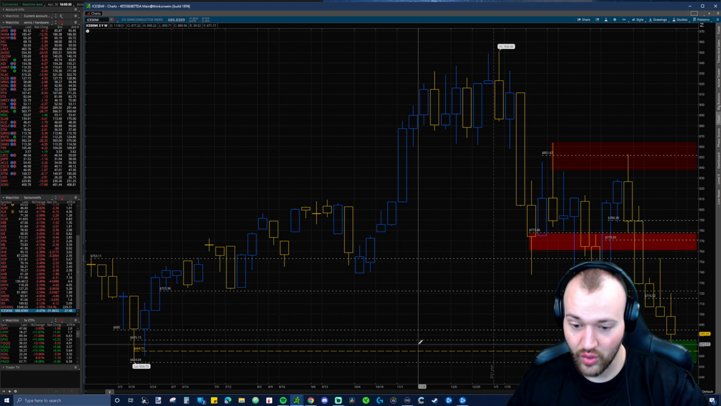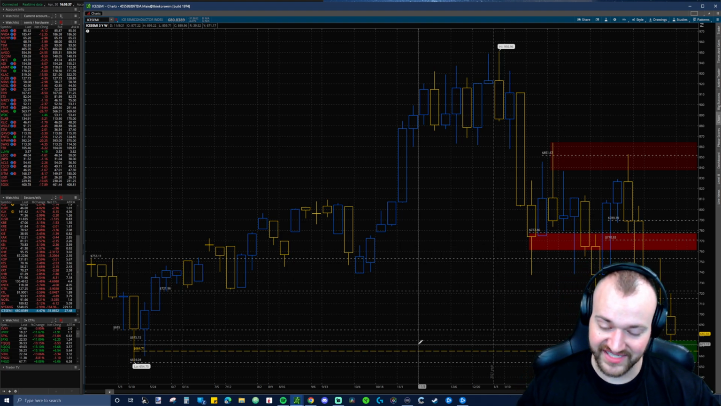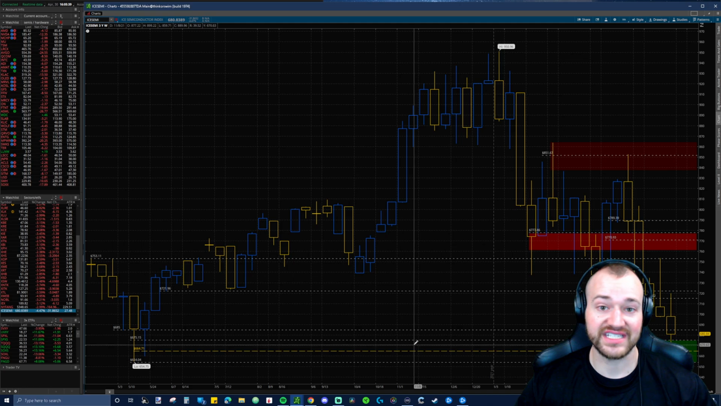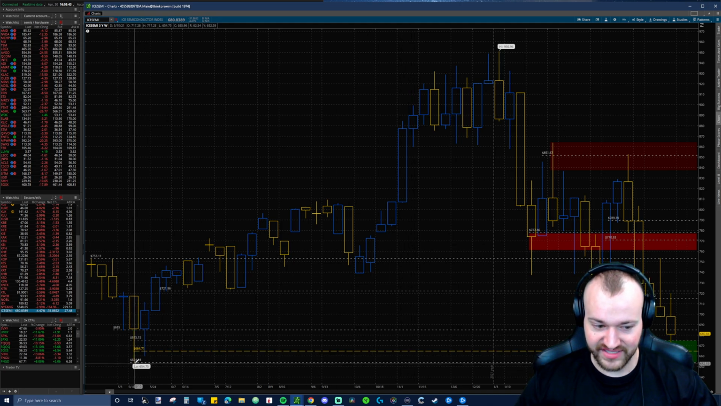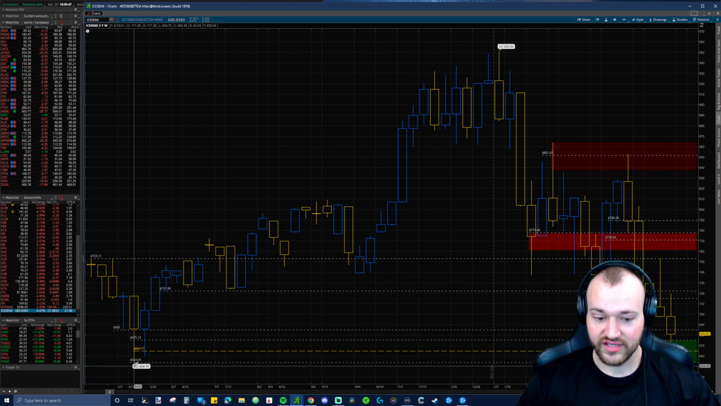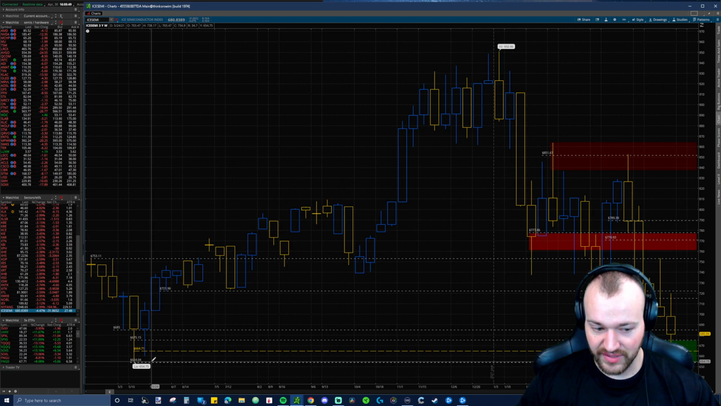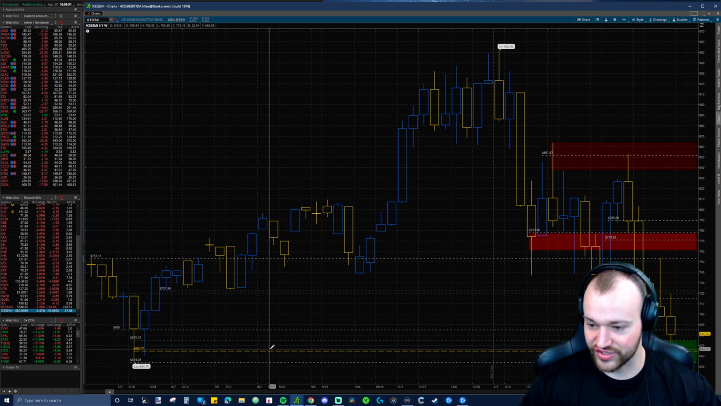Just because it's lower, so the probability of a bounce is higher, and also my stop can be tighter. Because if we break down much past here, that's the point I know I'm wrong. So since my stop's tighter, I can be a bit more aggressive on the initial purchase.